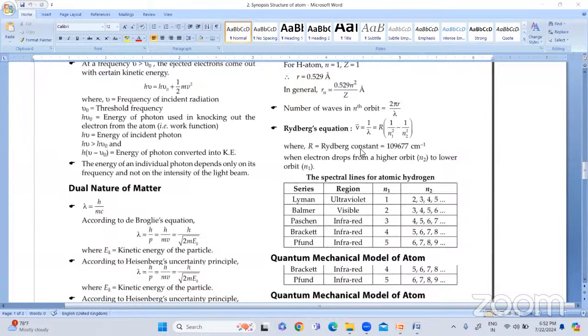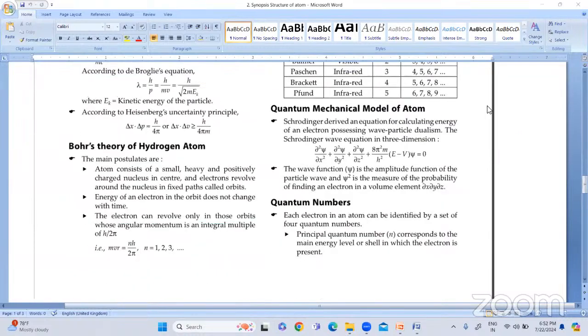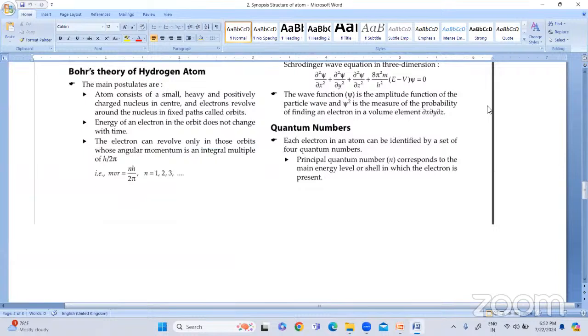Do you know what quantum numbers are? Whenever we are discussing electrons, each electron is represented by a set of four quantum numbers. And what are the four quantum numbers?